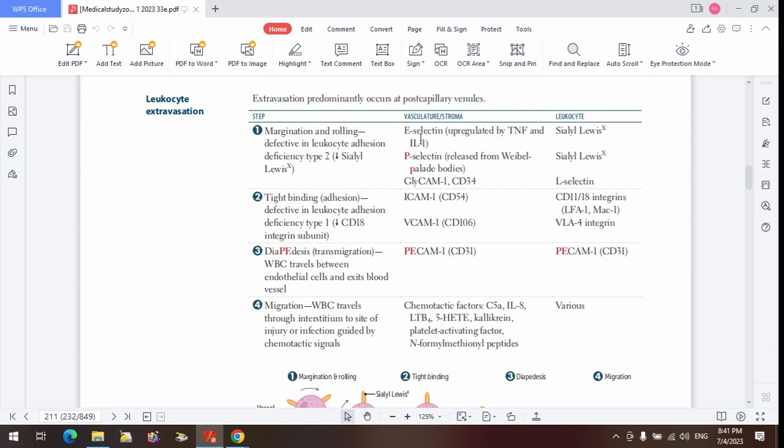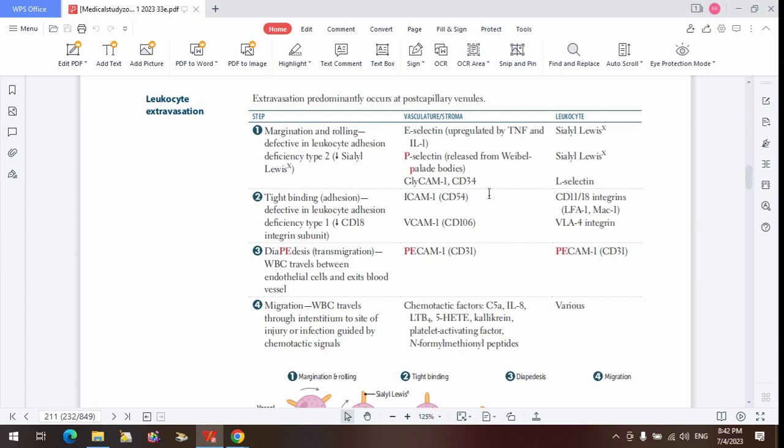E-selectin is talking about selectin receptors that are present on the E, which is the endothelial cells. P-selectin is talking about selectin receptors that are present in the platelets, and fortunately is also present in the endothelial cells. So P-selectin is present in both regions, on the platelets and the endothelial cells. They are released from the Weibel-Palade bodies.